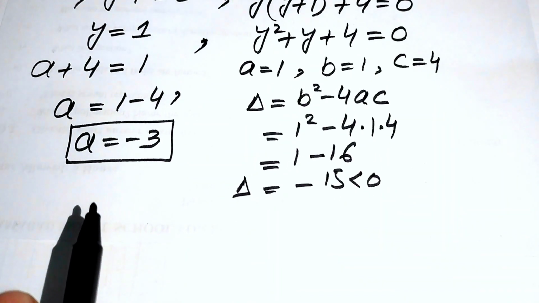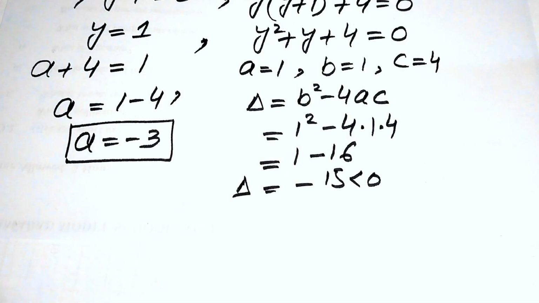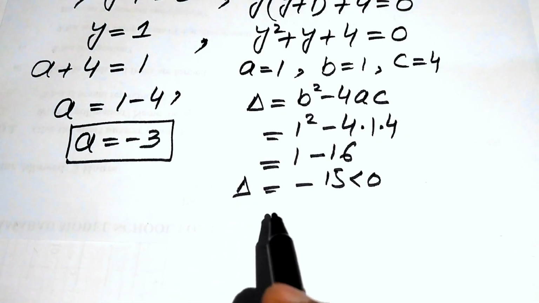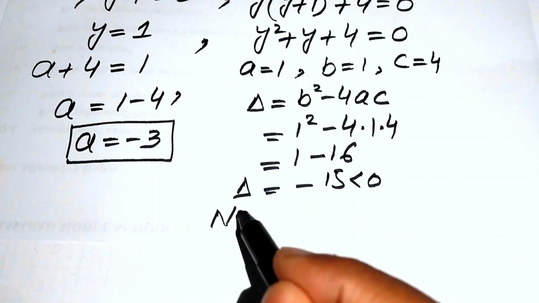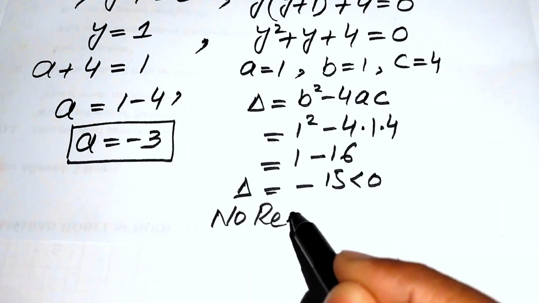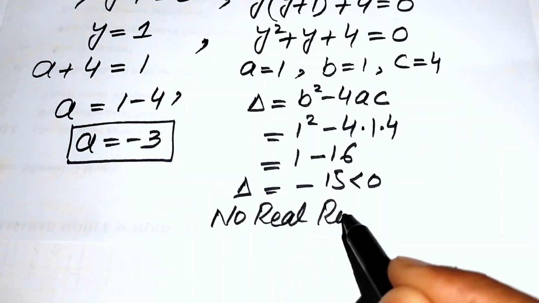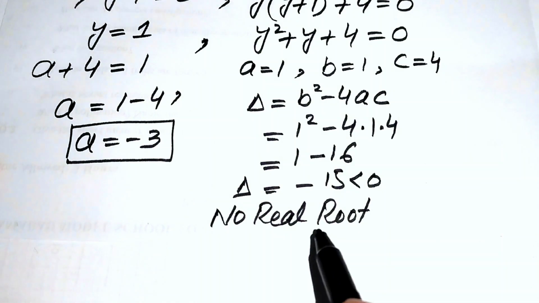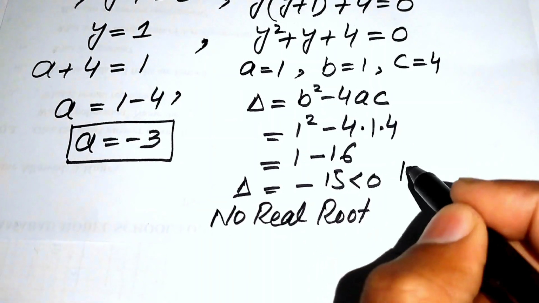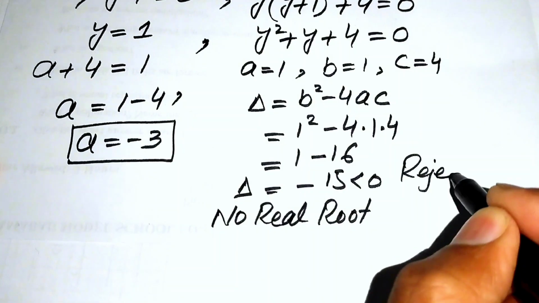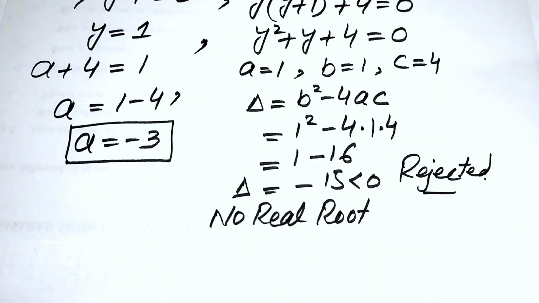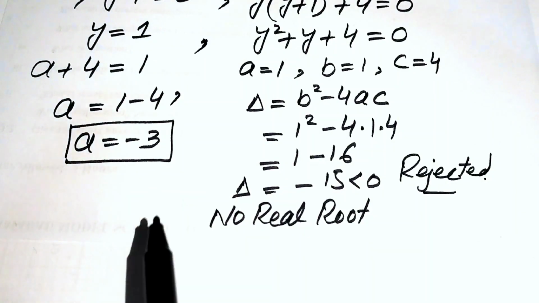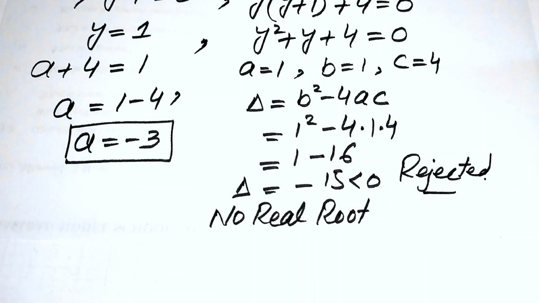So by the definition of the discriminant, if delta is less than 0, it means that this equation has no real root. So if this equation has no real roots, we reject this case, because in this question we need only real roots. So we reject this case, and we have only one real root, which is a equals minus 3, and this is the final answer of this question.